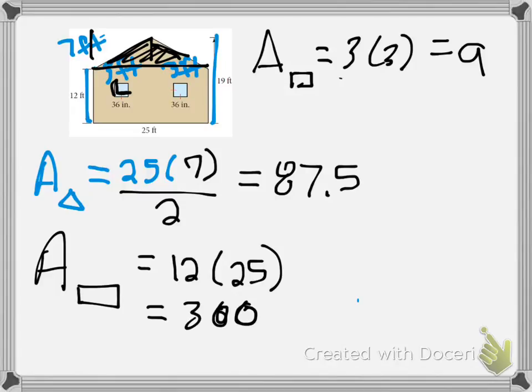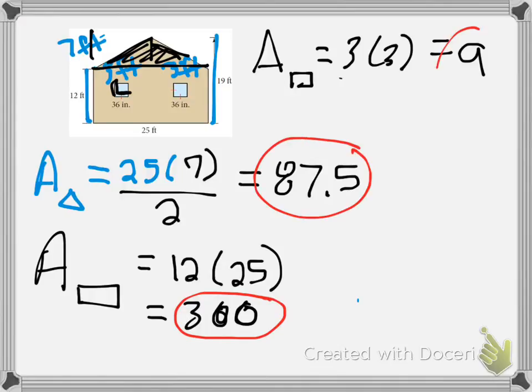So our total area is going to be the rectangle area plus the big triangle area minus the windows. So minus 9 and then minus 9 again.